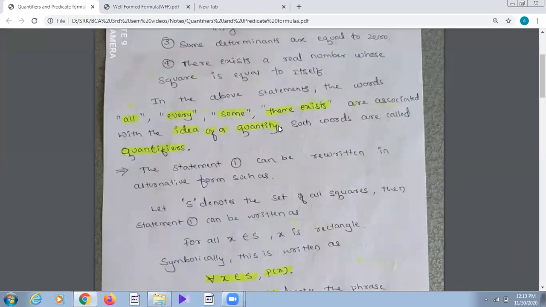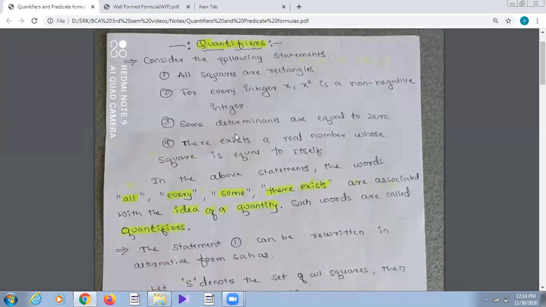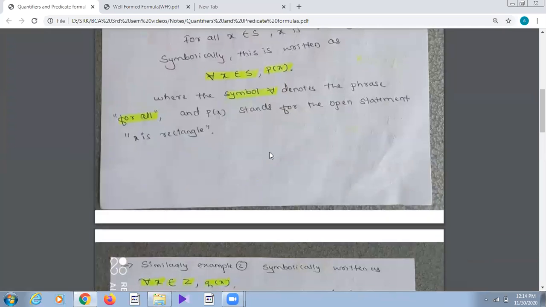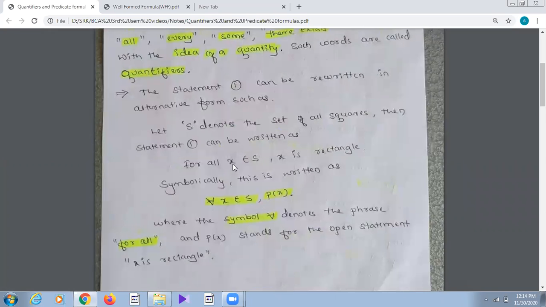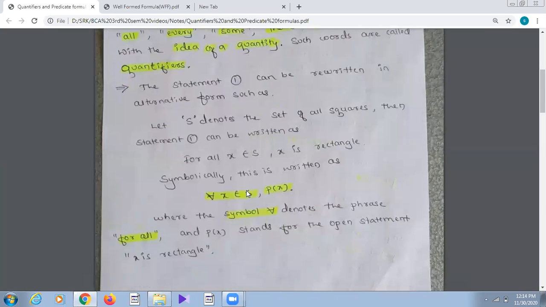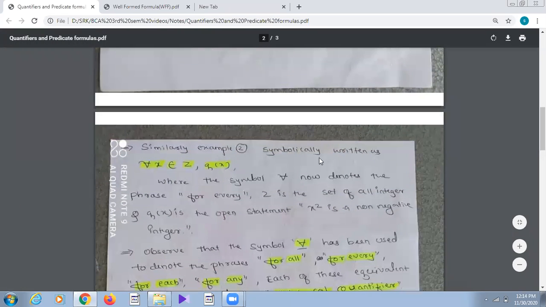Similarly, example 2: for every integer x, x square is a non-negative integer. This is the second statement. We can rewrite it in symbolic form. Here also we have for every, where in the first statement we had all and wrote this symbol. Next, for every is there, so for every also we write this same symbol. So see how we write the second example: for all x belongs to Z, where Z is the set of all integers.